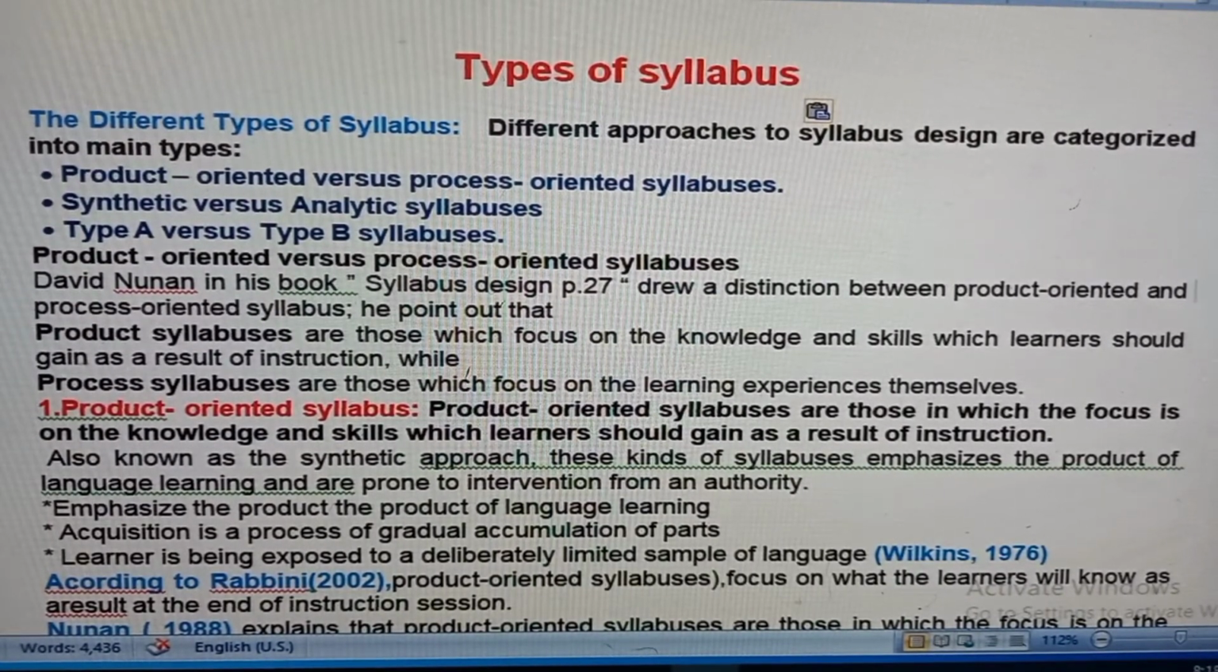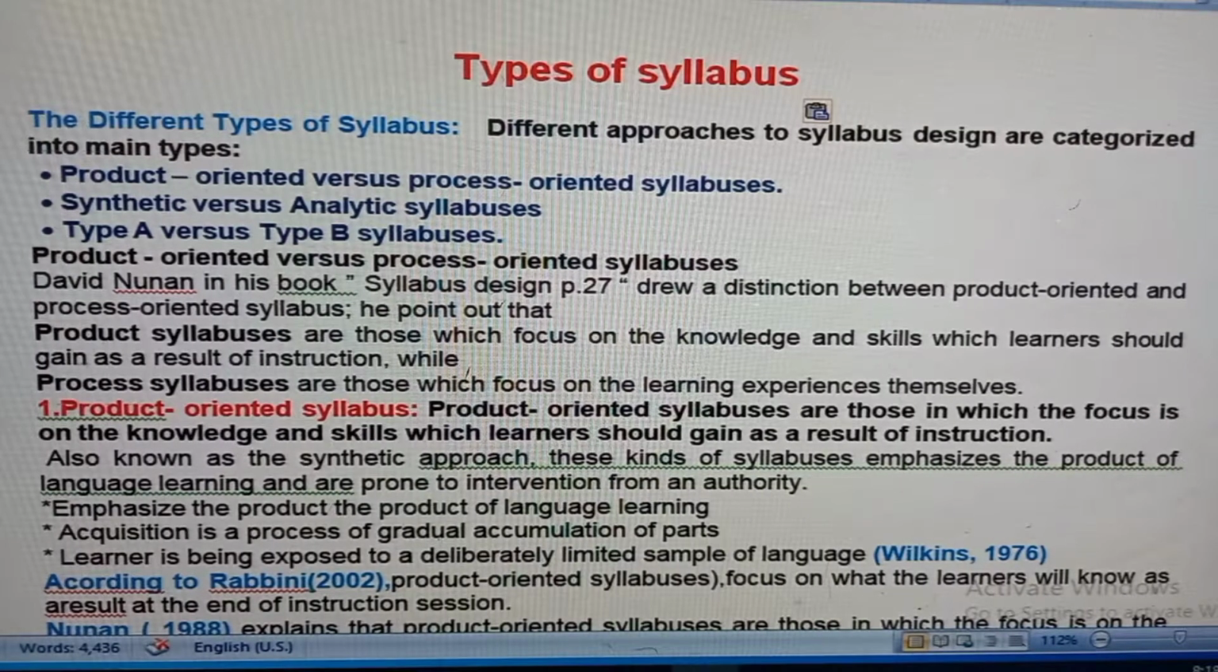This is KN Victoria. Today I will discuss types of syllabus. So let's get started. The different types of syllabus. Different approaches to syllabus design are categorized into main types.